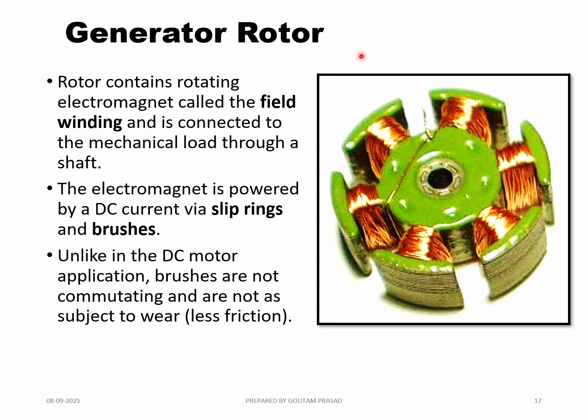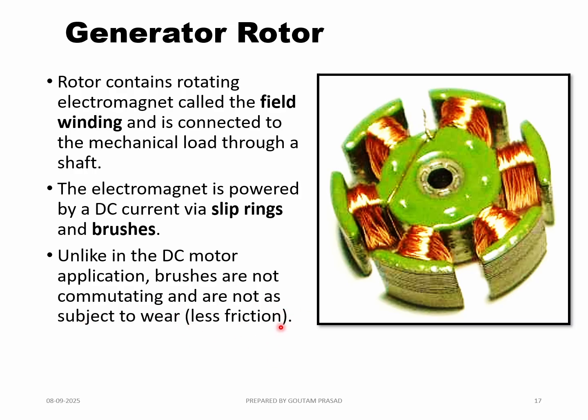This is the generator rotor, which is fed with DC power supply, or the excitation is given to the rotor poles. So the rotor contains an electromagnet called field winding and is connected to the mechanical load through a shaft. The electromagnet is powered by the DC current via slip rings and brushes. So unlike the DC motor application, brushes are not commutating and are not subject to wear. That means less friction is there.